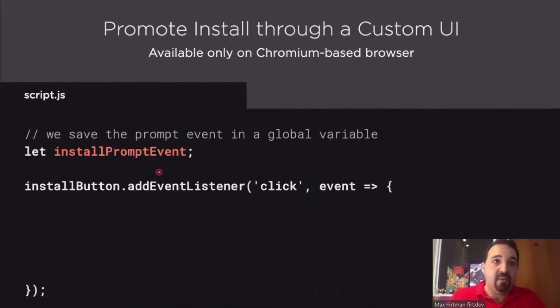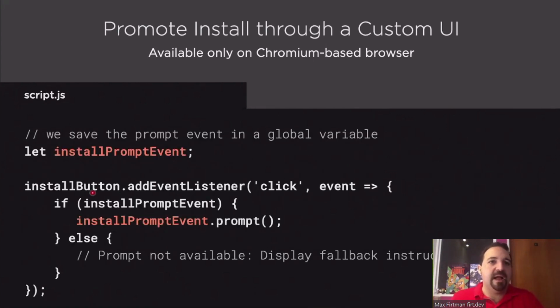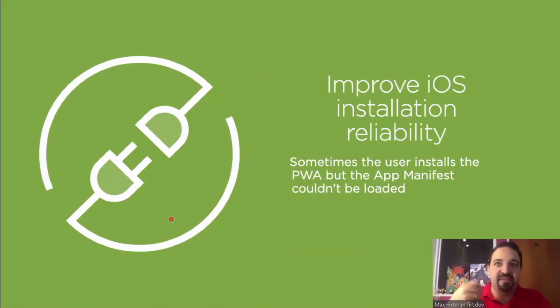And later, when you have an install button, you listen for the click event, and you call prompt over that object that you saved before. That's kind of the idea. Again, this is not new. It has been in the wild for a while, but you should start using it in your website, in your PWA, because it will increase PWA installation rates.